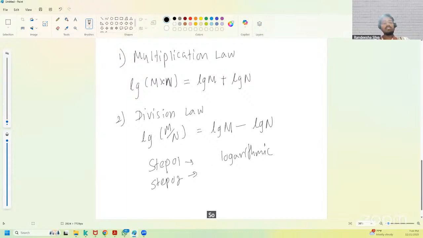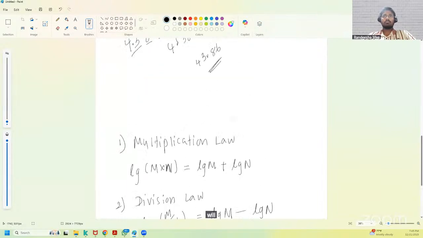So the last step is step 4. Step 4 is you have to find the anti-logarithm now. Now you are using that knowledge here. So find the anti-logarithm of your result. Step 4 is find the anti-logarithm of your result to get the final answer. Okay. We'll go for an example.